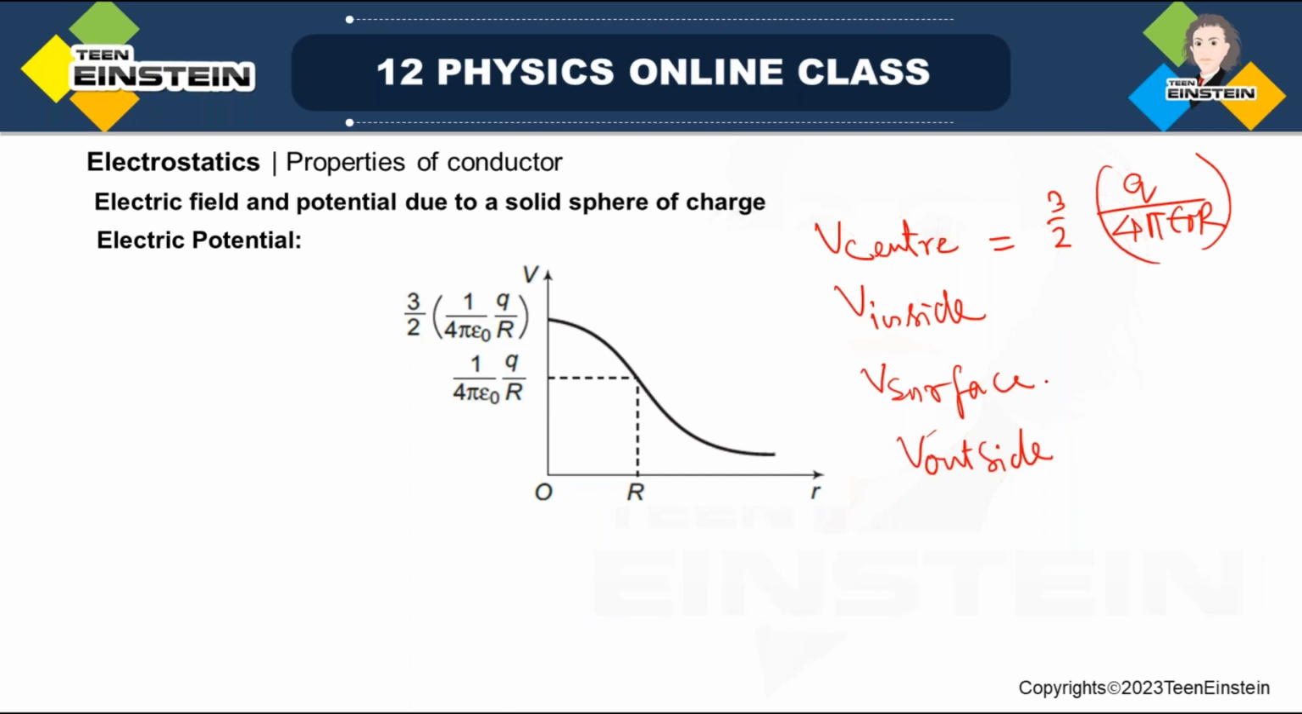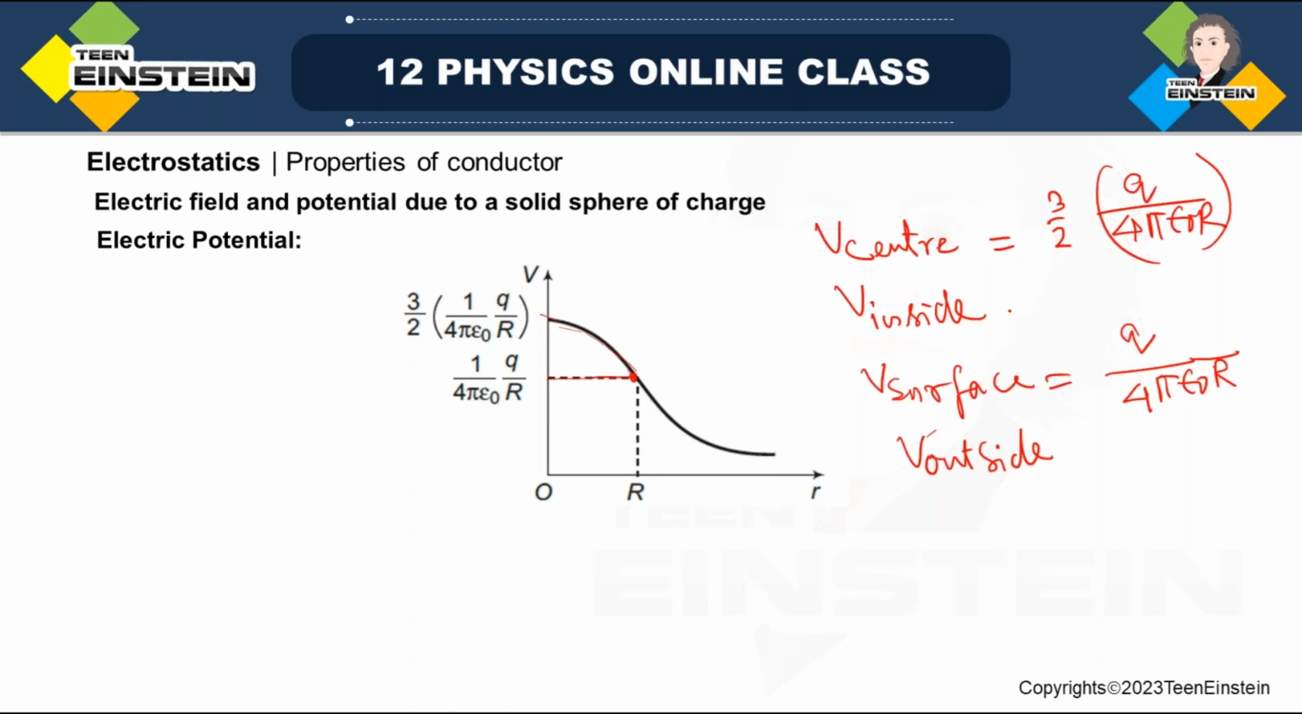We'll just see here. On the surface we have seen q by 4 pi epsilon naught R. So electric potential is greater at the center compared to the surface. The surface value is somewhere here, but at the center it is 1.5 times greater than the value on the surface. So that's why this curve has increased, like this. So at the center, or I can say inside the sphere, electric potential will be greater than outside.